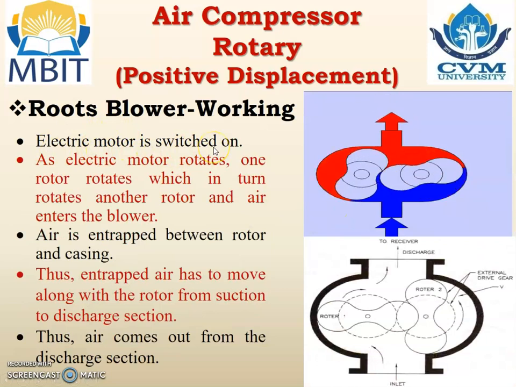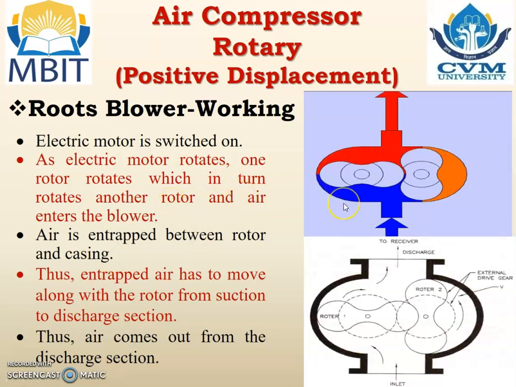Working. Electric motor is switched on. So as the electric motor rotates, one rotor rotates, which in turn rotates another rotor, and air enters the blower. So when we switch on the electric motor, the rotor connected to the electric motor rotates, and due to that another rotor rotates. As the air is entrapped between rotor and casing, the entrapped air has to move along with the rotor from suction to discharge section, and thus air comes out from the discharge section.